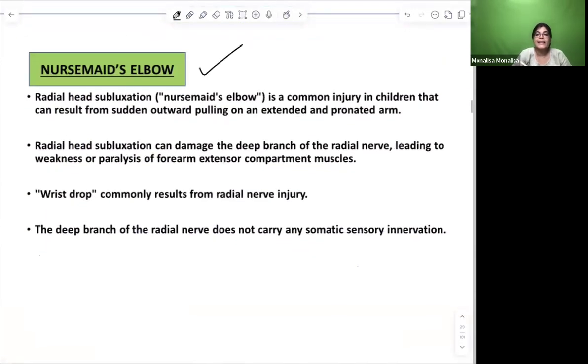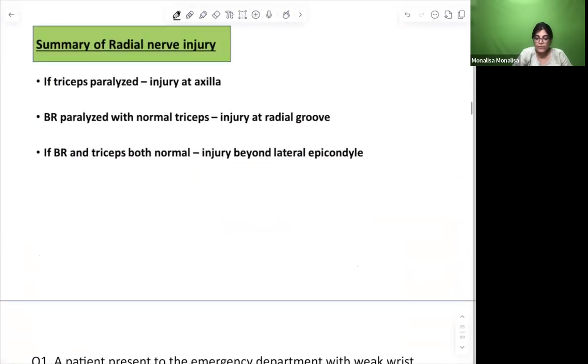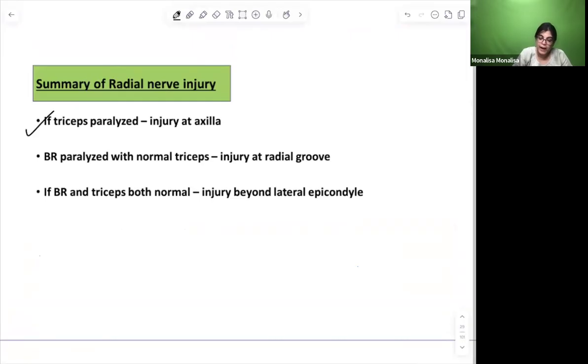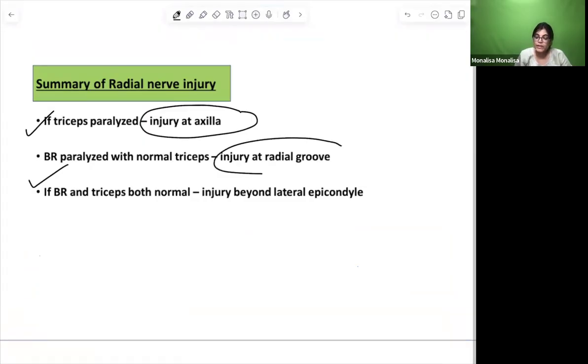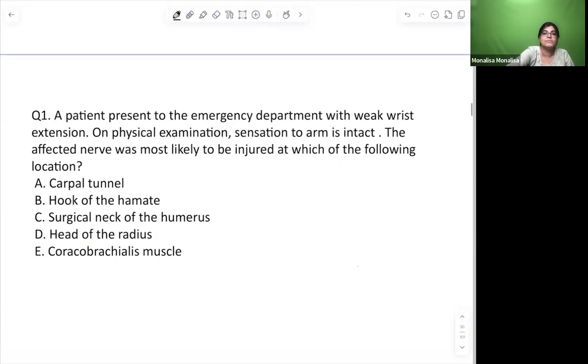The radial head is related with the radial nerve, and in case of radial head subluxation, the radial nerve is also injured. Now, if triceps is paralyzed, injury is in the axilla. If brachioradialis is paralyzed with triceps normal, injury is in the radial groove. If both triceps and brachioradialis are paralyzed, that means the injury level is beyond the level of lateral epicondyle. Okay. Now let's come up with the MCQs.